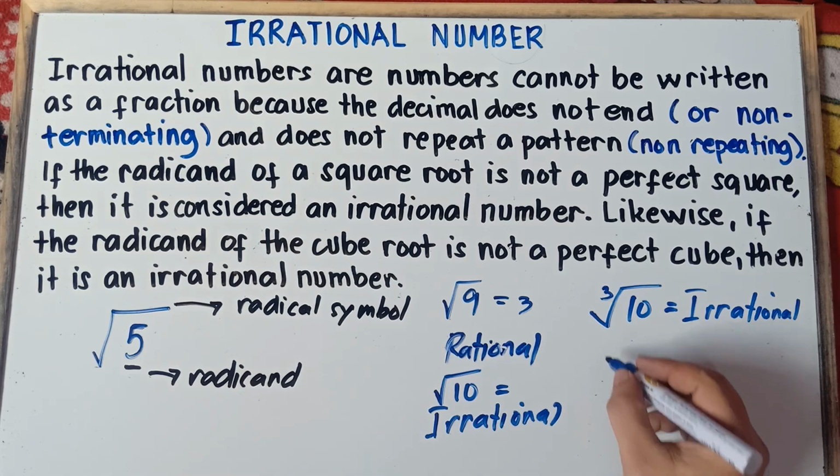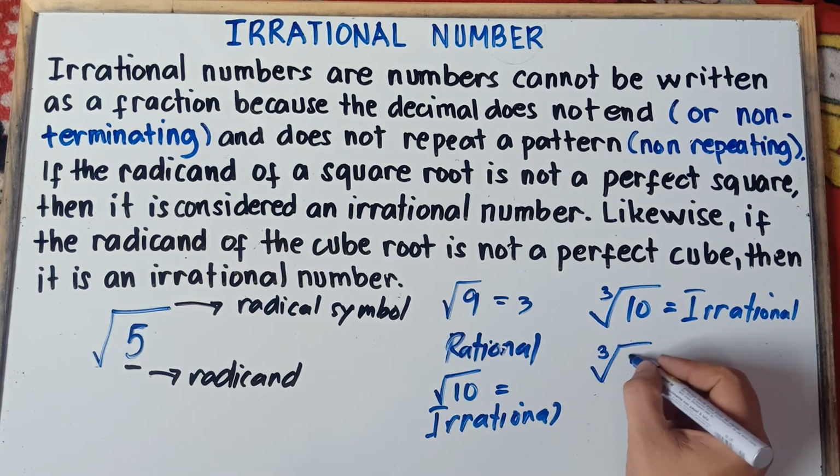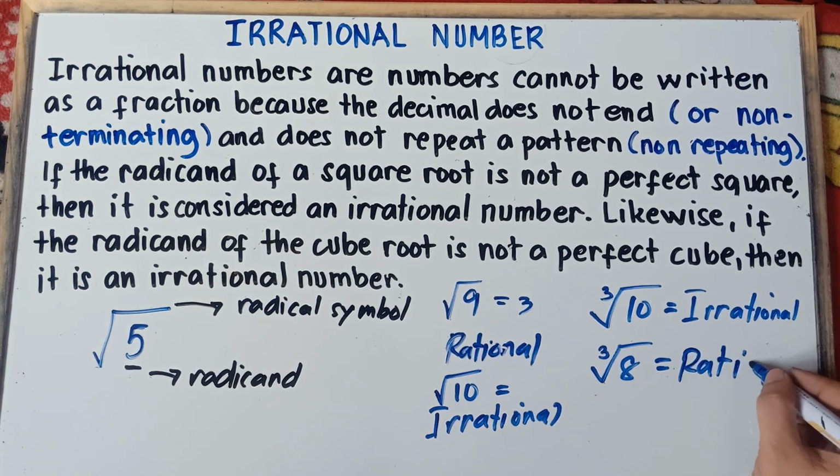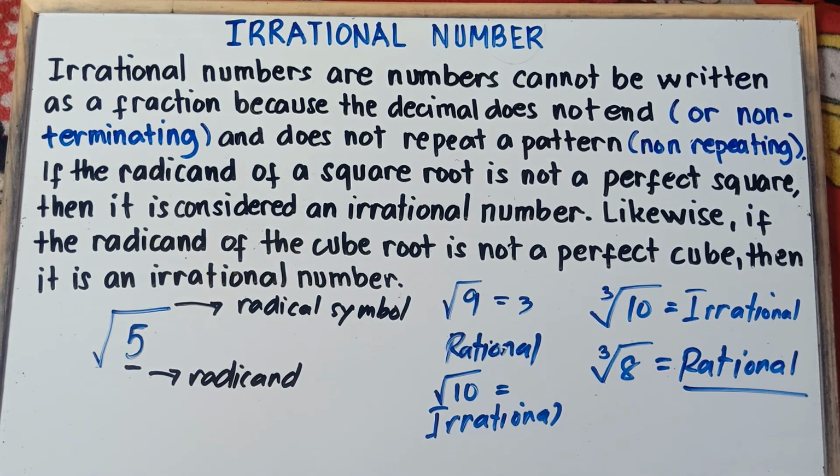Last example, class. If I say cube root of 8, is cube root of 8 a rational number or irrational number? That's correct. It should be a rational number. Why is it a rational number, sir? Because the cube root of 8 is 2. You think of a number that when you multiply it by itself 3 times, you will get 8. That would be 2, because 2 times 2 times 2 equals 8. Therefore, class, cube root of 8 is a rational number.